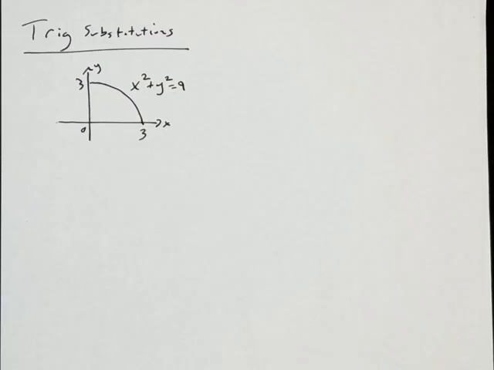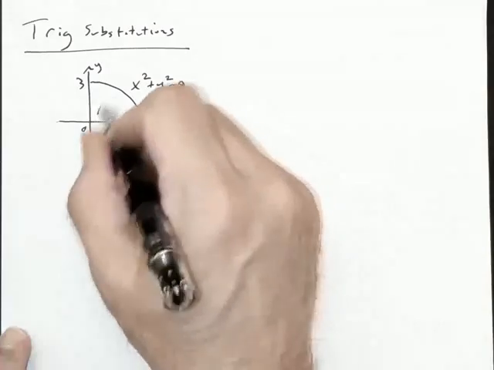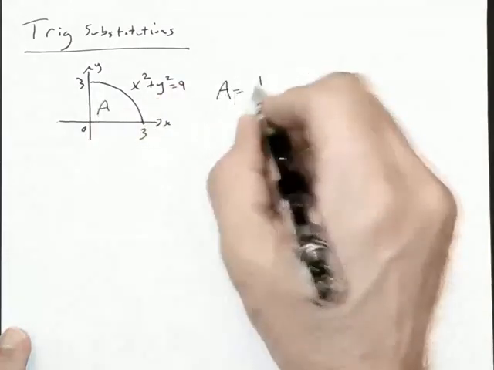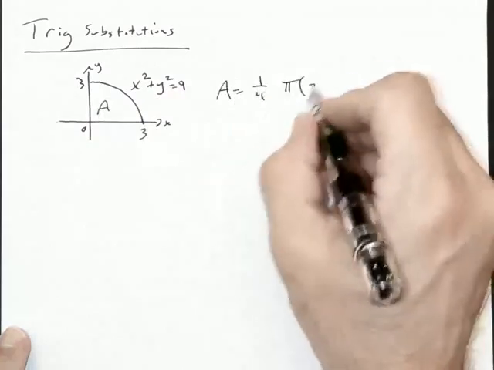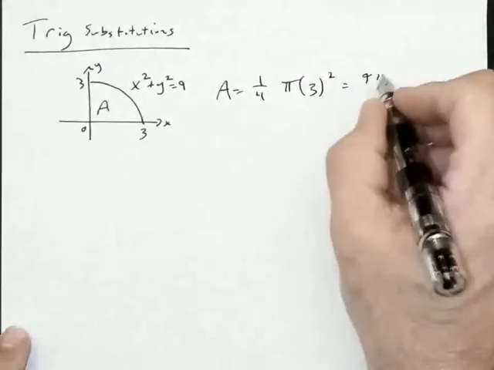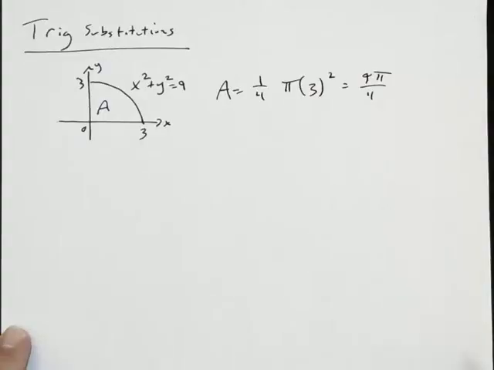How? Leo. Would it be like 1/4 times pi r squared? Because this is the equation for a circle whose radius is 3, whose center is 0, and we want the quarter of the circle. So this area can be found directly.